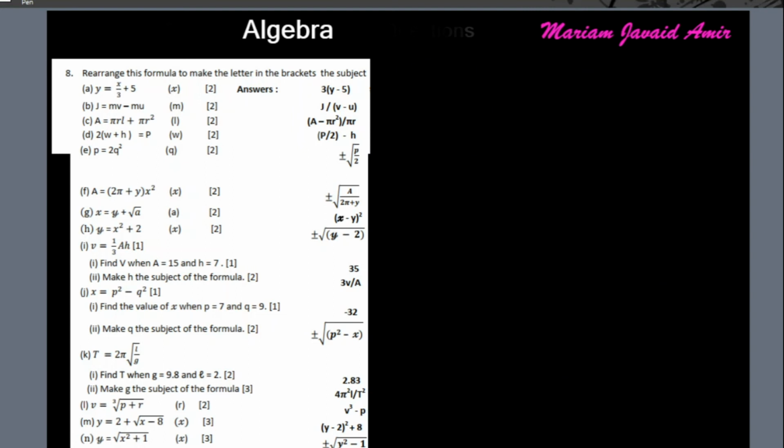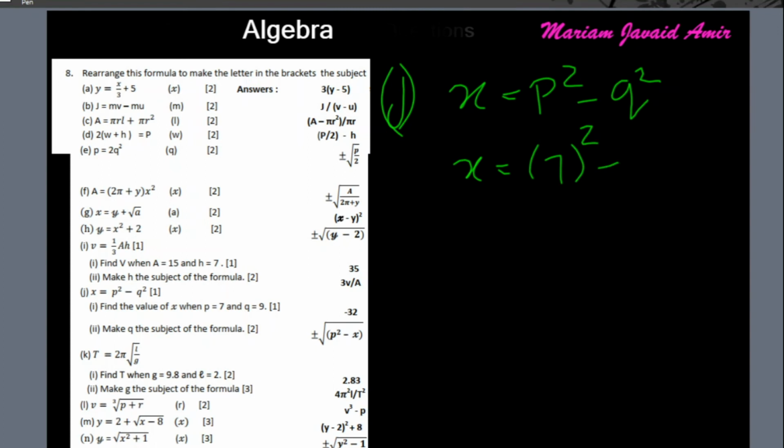Part J is x equals p square minus q square. So we have to first find value of x by substituting 7 instead of p and 9 instead of q. So enter this in your calculator and you should hopefully get this answer, minus 32. Let me quickly check. 49 minus 81 is, yes, minus 32. This is part 1.